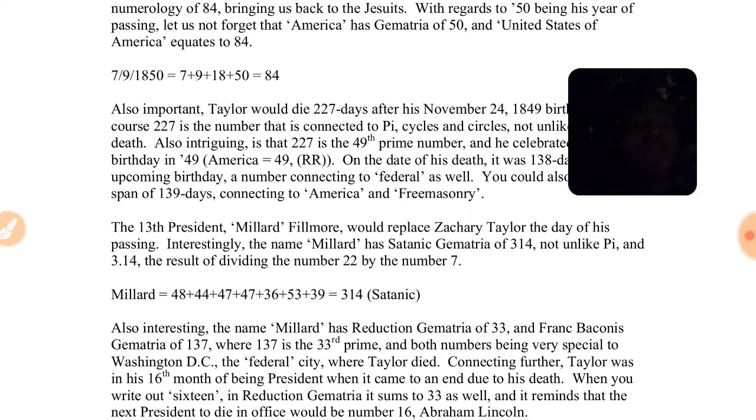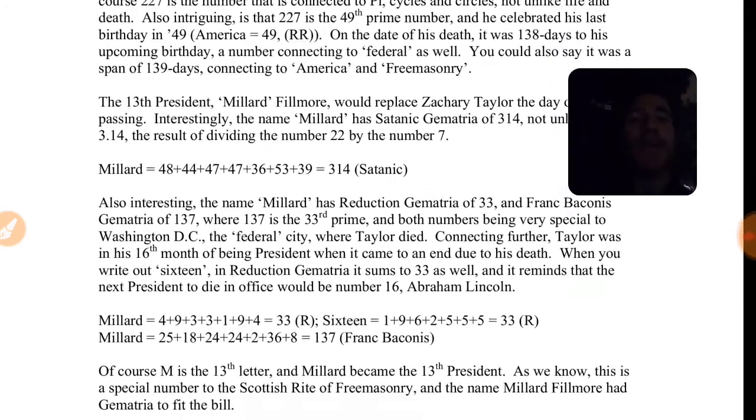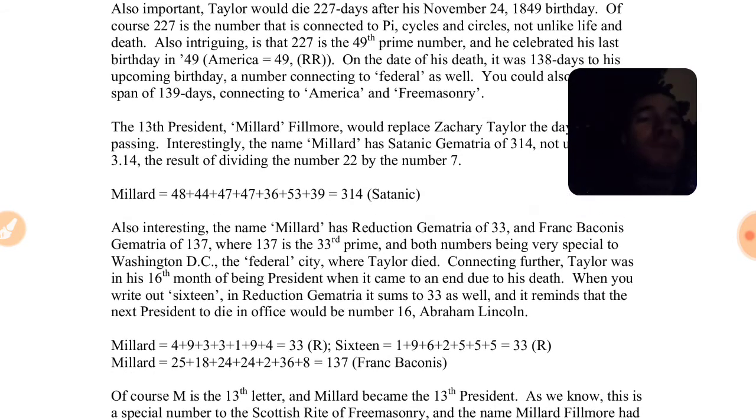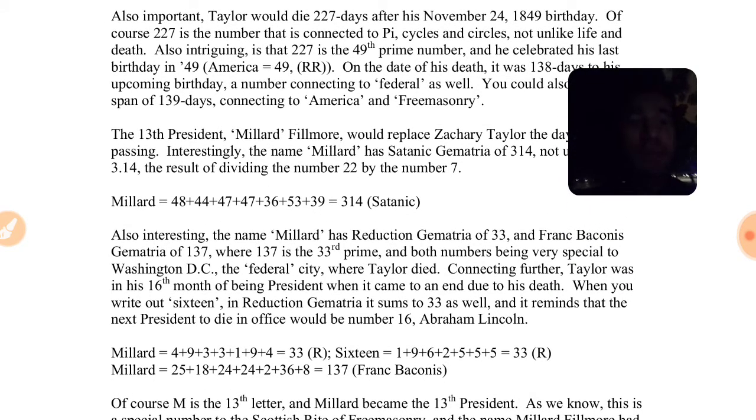The 13th president, Millard Fillmore, would replace Zachary Taylor the day of his passing. Interestingly, the name Millard has satanic gematria of 314, not unlike pi and 3.14, the result of dividing the number 22 by the number 7. Millard is 314 in satanic. Also interesting, the name Millard has reduction gematria of 33, and Frank Bacon is gematria of 137, where 137 is the 33rd prime, and both numbers being very special to Washington, D.C., the federal city where Taylor died.